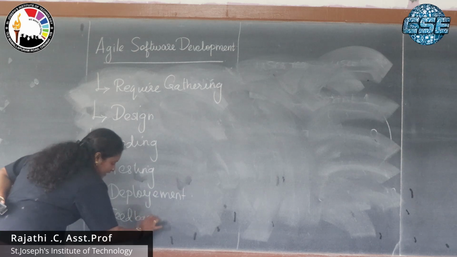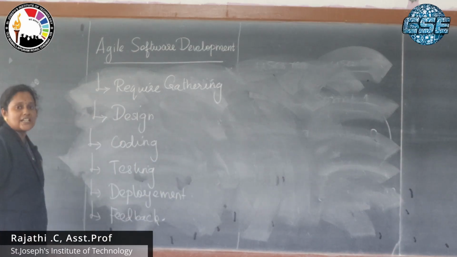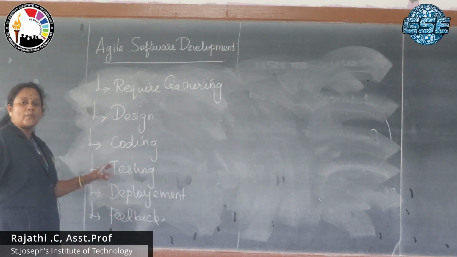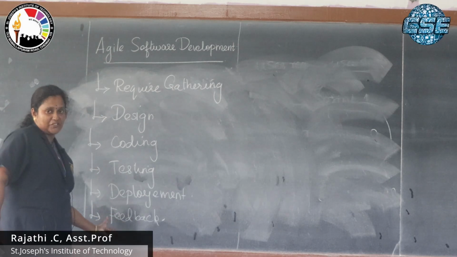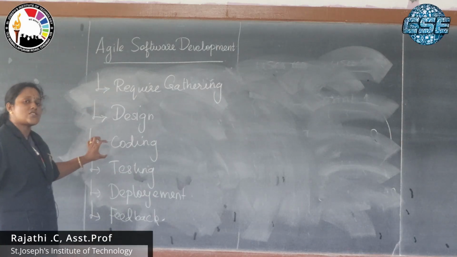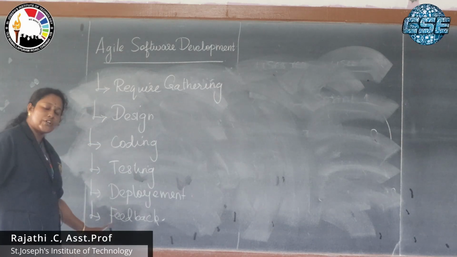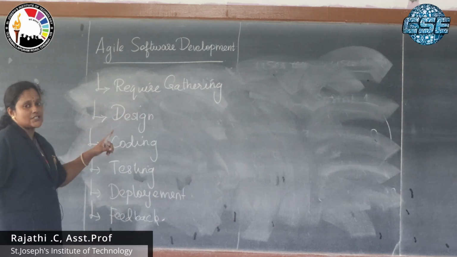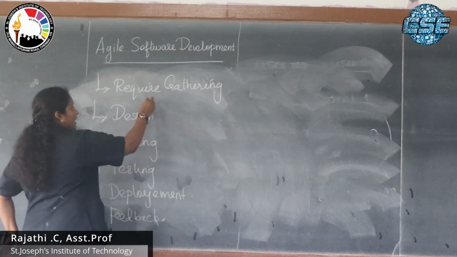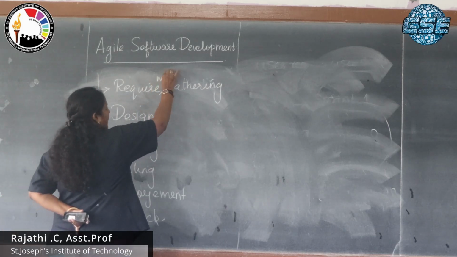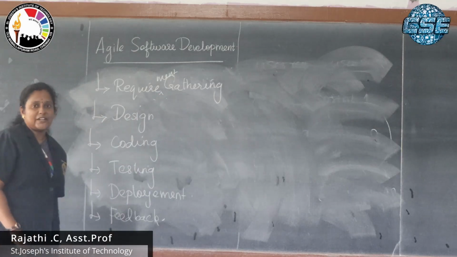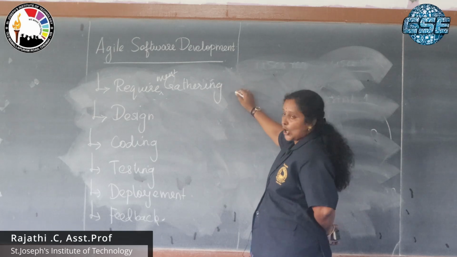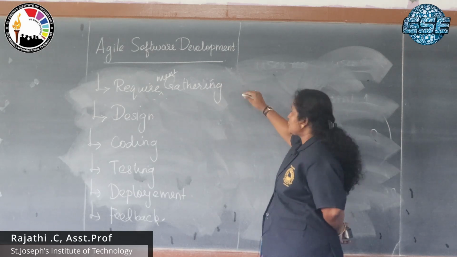This phase is a very, very important phase in Agile software development. Why? Because we do not get feedback only at the end of the software development. At every phase of the software development process, we get feedback, and according to the feedback, we make changes to the phases. So, requirement gathering. How will the requirements be gathered? Requirement gathering has a few methodologies, or multifaceted approaches.